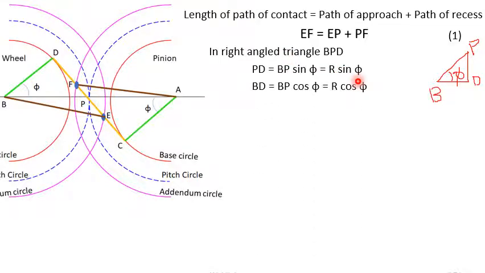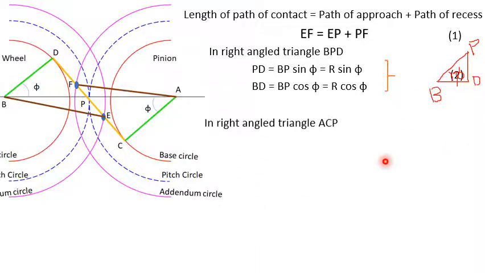Next, side BD. BD is the adjacent side, therefore cos phi. So BD can be written as BP into cos phi. BP is R, therefore R cos phi. Let me call this one as equation number 2.